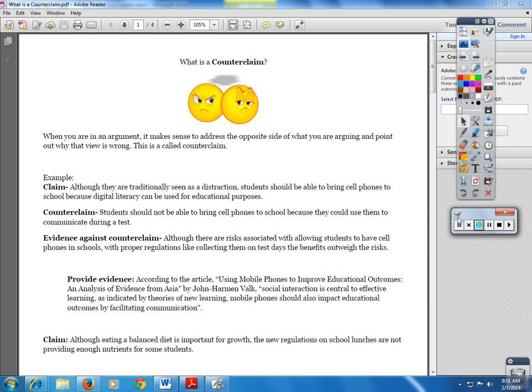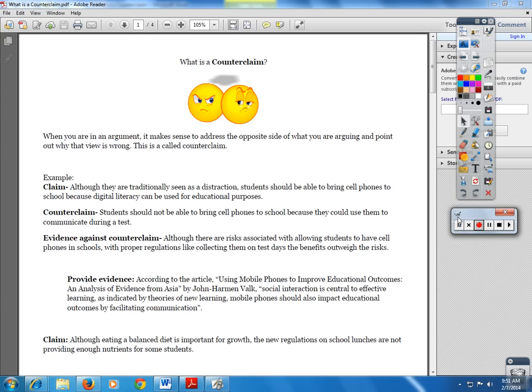Today you're going to be learning about counterclaim. What is a counterclaim? Well, when you are in an argument, it makes sense to address the opposite side of what you are arguing and point out why that view is wrong. That's a good argument, and that's a counterclaim. So you're going to anticipate what the other side says and prove them wrong.